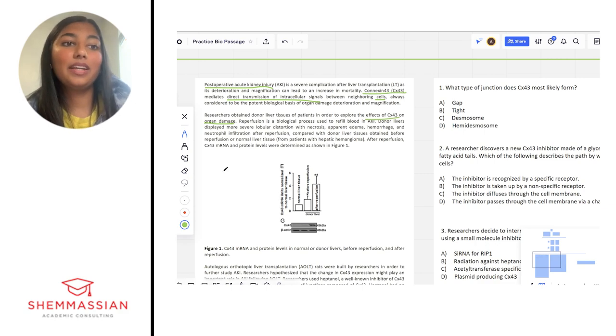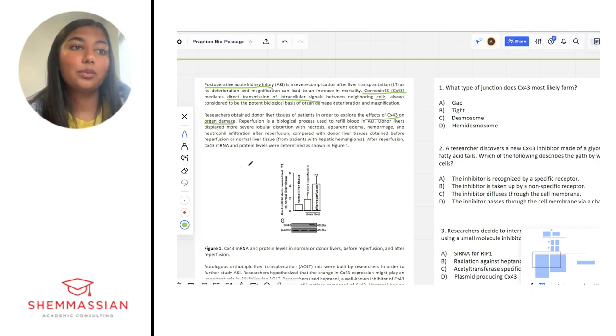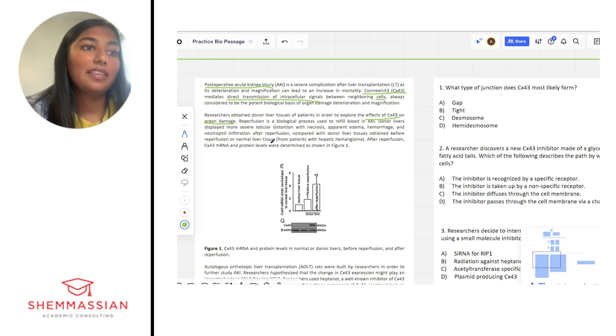So here we're just noting a type of comparison, and these are always important to note. In this particular situation, we want to look at what the wild type or the base case or the control would be, and in that case, that would be the normal liver tissue. So here we're looking at the difference between a donor liver after reperfusion and normal liver tissue. It sounds like there might be some information or a figure about this later.